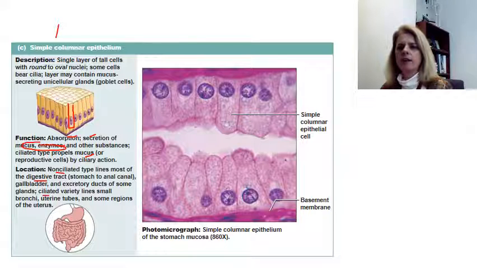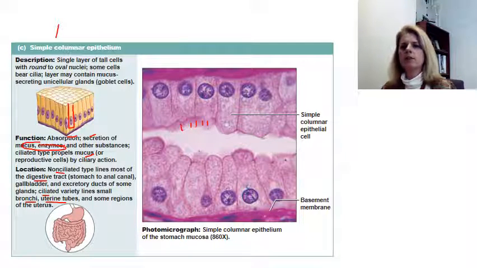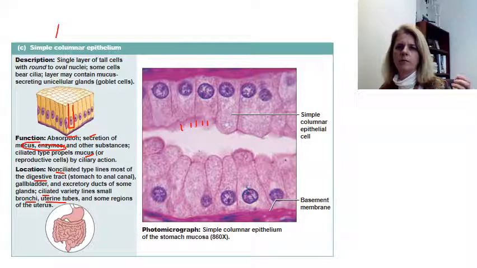The ciliated variety, you may see those in your bronchi or your uterine tubes. Okay, remember, cilia are the little hairs on the apical surface, and so they help to sweep things along. So when you breathe in to your lungs, you breathe in dust, and so those cilia help to sweep that dust back out so that you don't have your lungs full of dust. In your uterine tubes, those are also called your fallopian tubes, you need the uterine tubes to help sweep the egg along from where it's released in the ovary into the uterine tube, sweep that along into the uterus. Okay, so you'll have ciliated and non-ciliated type.